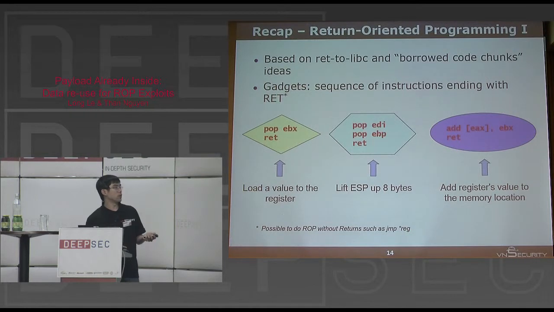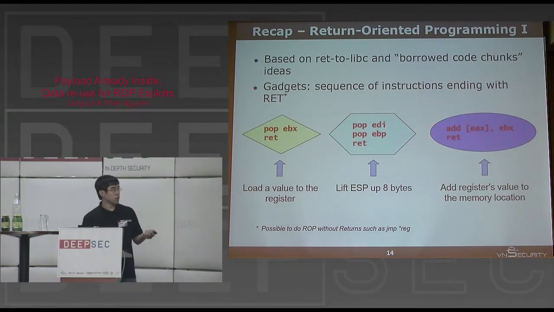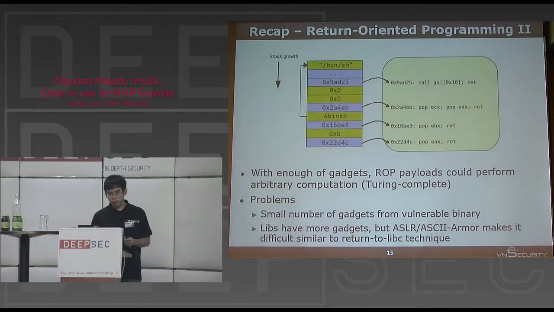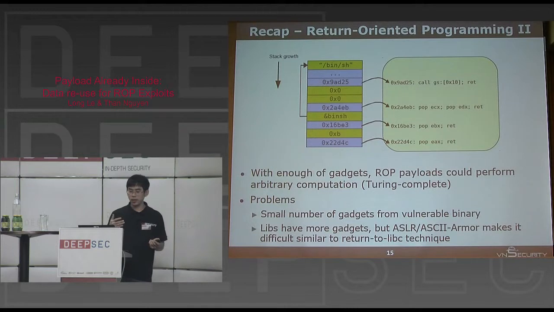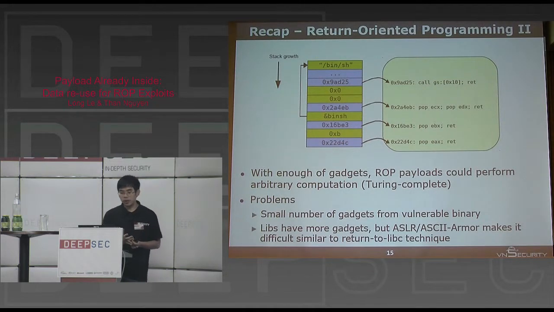Or, for example, this one lets you leave 8 bytes from the stack pointer, or add some value into a memory location. These things are called gadgets in terms of ROP. With ROP, we always say that with enough gadgets, we can do Turing complete, arbitrary computation.